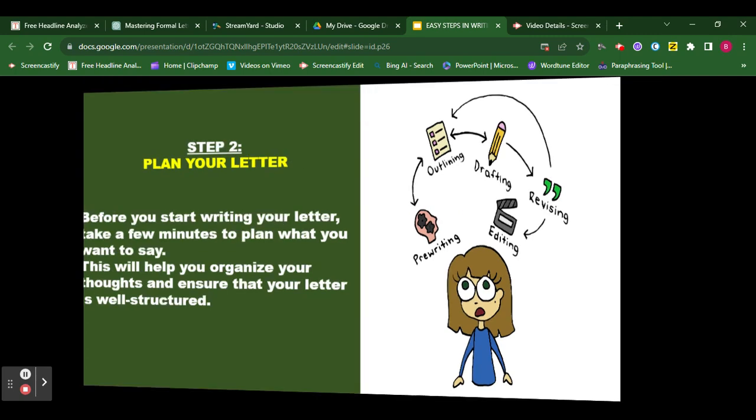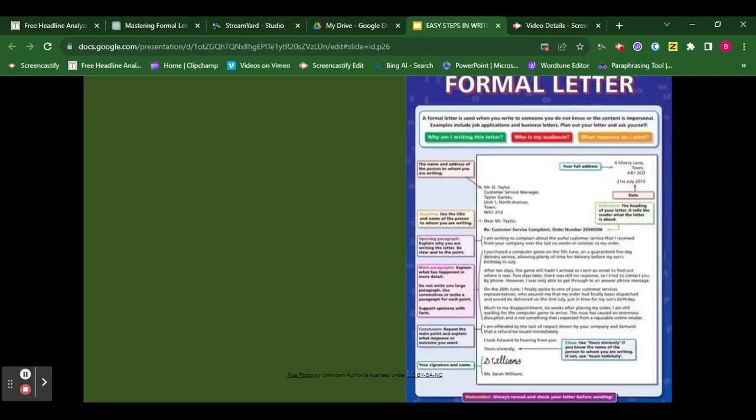Planning your letter is important, just as having a building plan that will help you to build a good house is exactly important. In the case of writing, you need a writing plan.